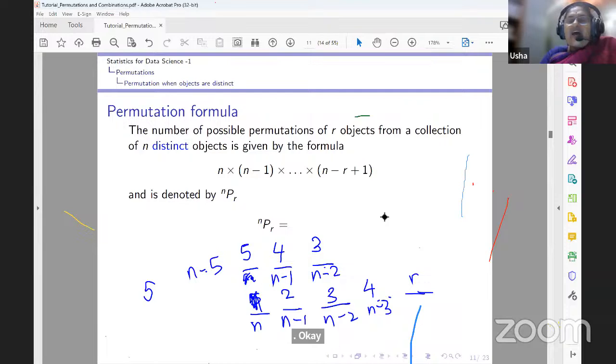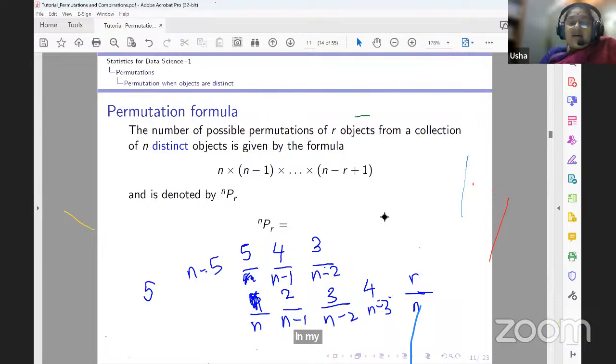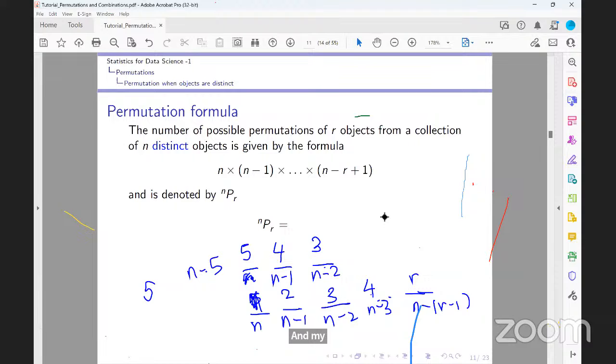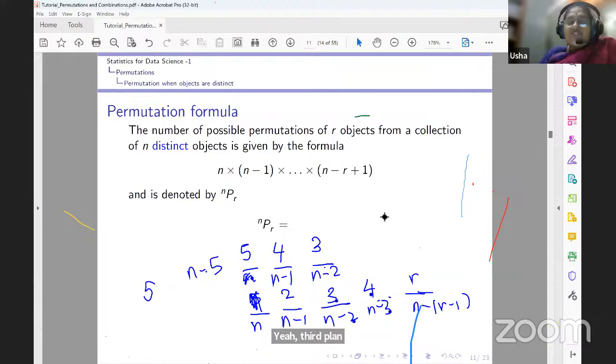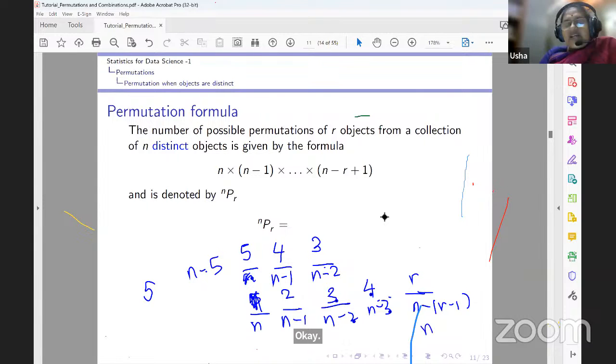The rth blank, how many ways can I fill it up? N minus R minus 1, R plus... Because this is N minus 3, N minus 2, N minus R minus 1. Is that clear? N minus R minus 1 is nothing but N minus R plus 1.